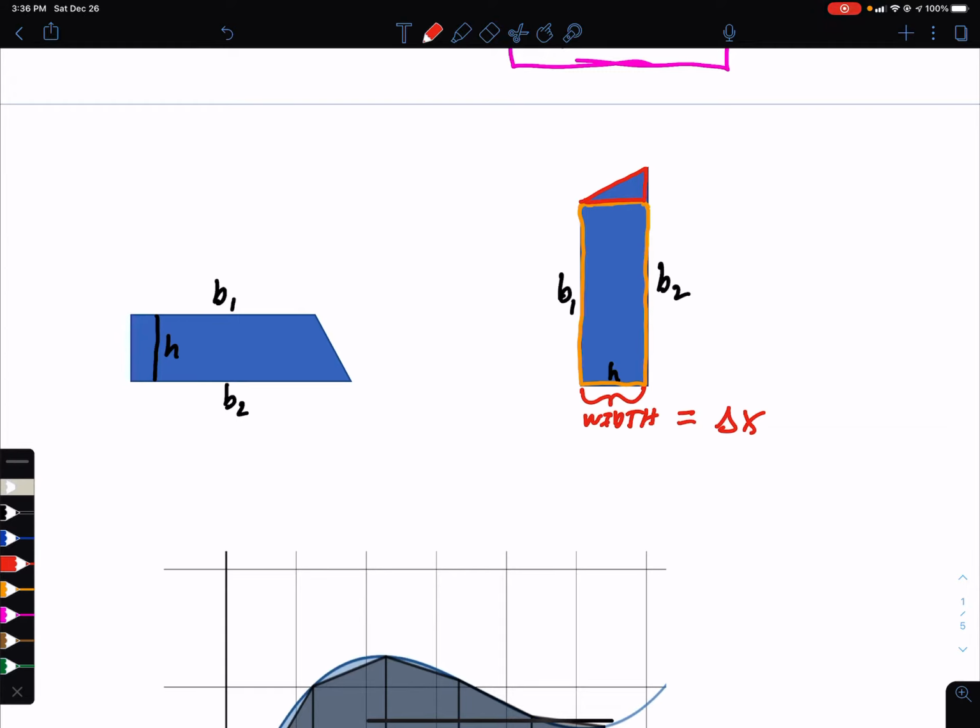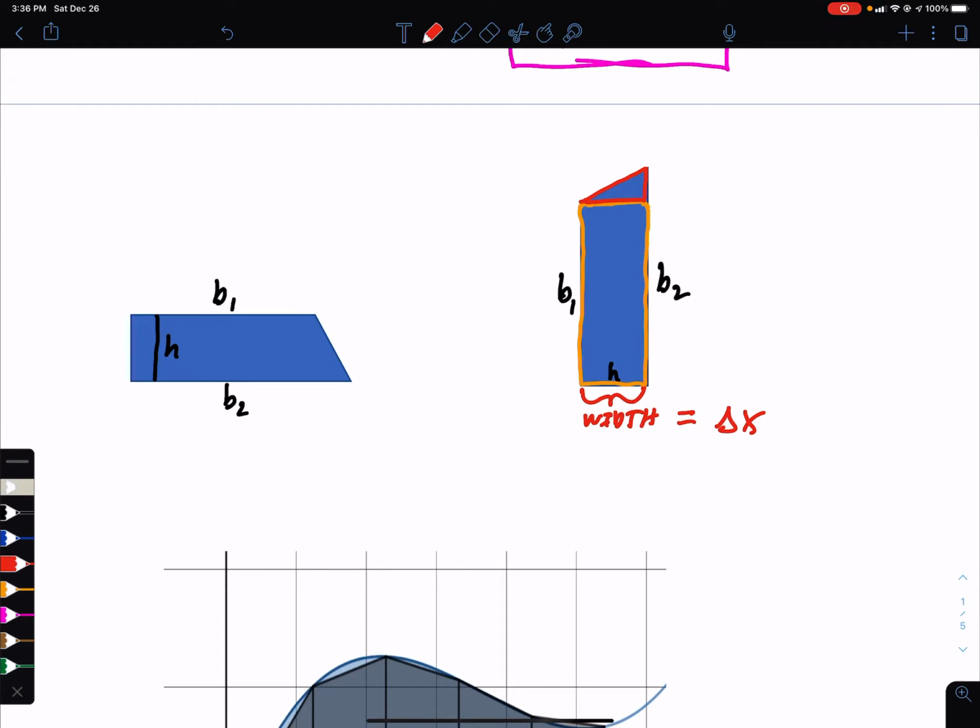And a couple of other notes. If this is concave down, like it is here, you're going to notice the trapezoid is going to be less than the actual. And on the section where it's concave up, the trapezoid is going to be bigger than the actual. So just food for thought.